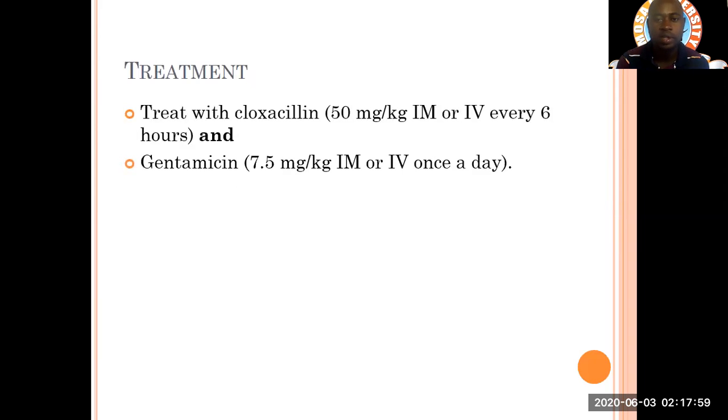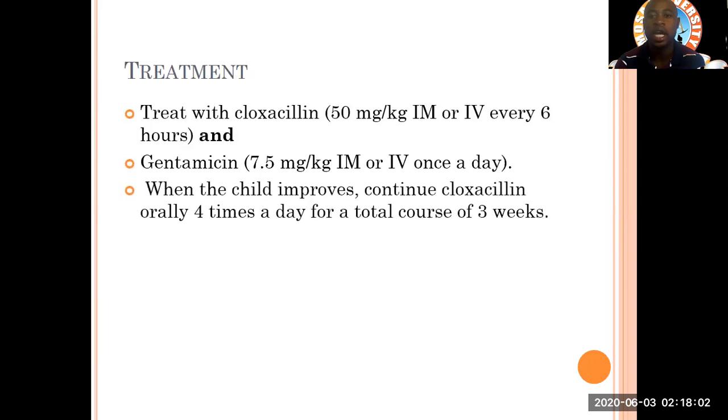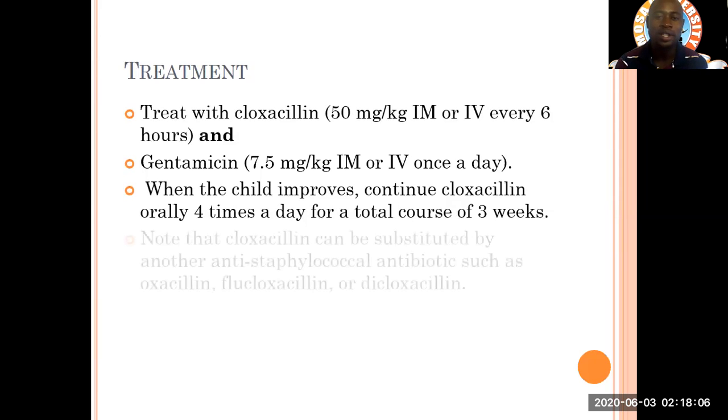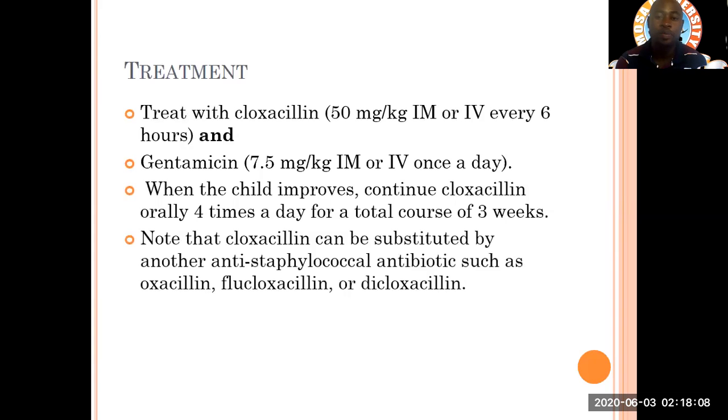Treatment: you treat with cloxacillin 50 milligrams per kg IM or IV every 6 hours. You also add gentamicin 7.5 milligrams per kg IM once daily. When the child improves, you continue with cloxacillin orally 4 times a day for a total course of 3 weeks. One thing you should know is that cloxacillin can be substituted by any other staphylococcal antibiotic. You may talk about things like doxycycline, flucloxacillin, or oxacillin.